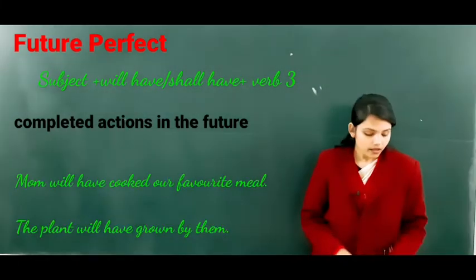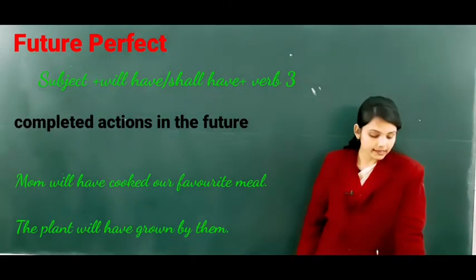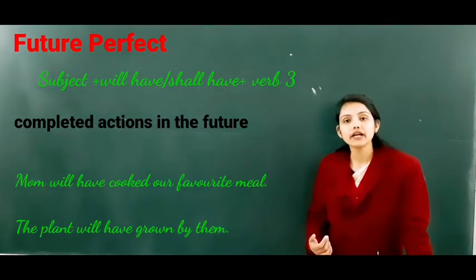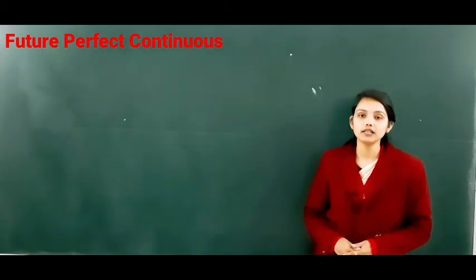For example, mom will have cooked our favorite meal. Another example is the plant will have grown by then. So this is a completed action in the future. Come to the next one, that is future perfect continuous tense.